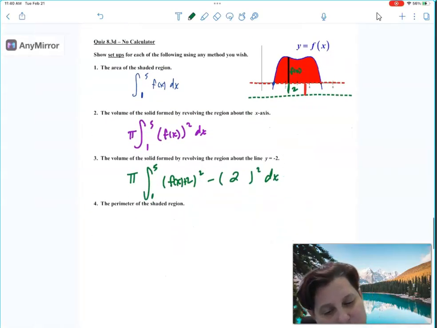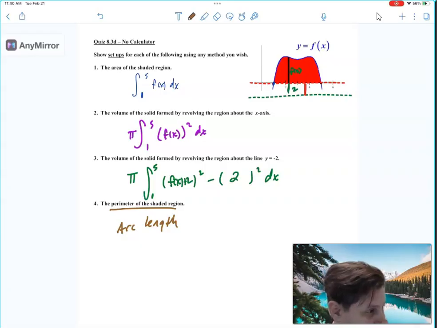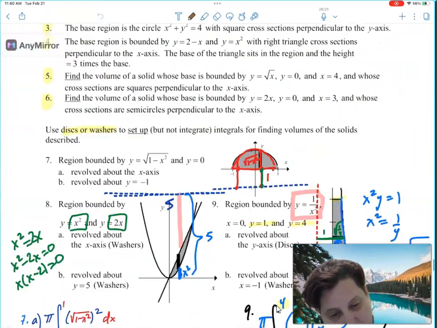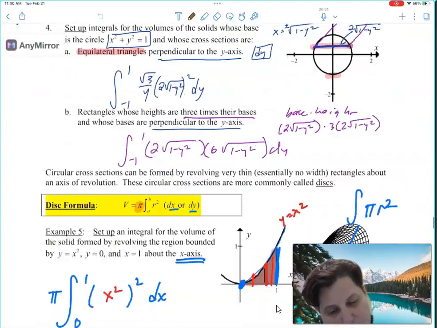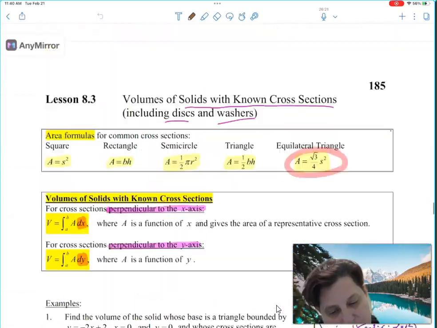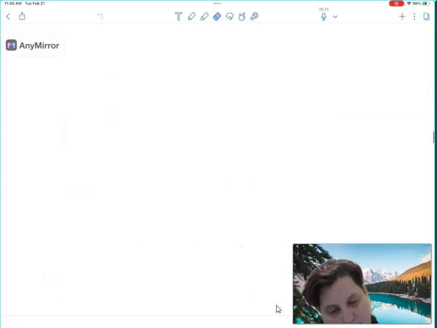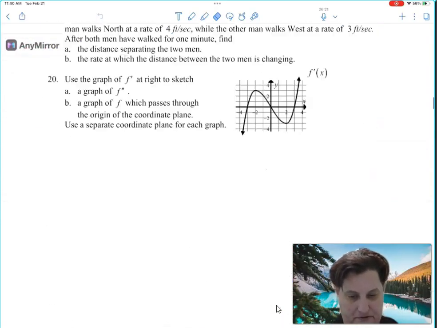All right, the perimeter of the shaded region, this is weird. We haven't talked about this that much, but this is arc length. And for now, if it's on your test, I'm going to just let you have the formula for it because, shoot, I don't remember what the formula is. But let's see if I can find it. Where did we do arc length? That's washers, discs. Thinking it's like right around here somewhere. Area between two curves. Was it in 8.1?